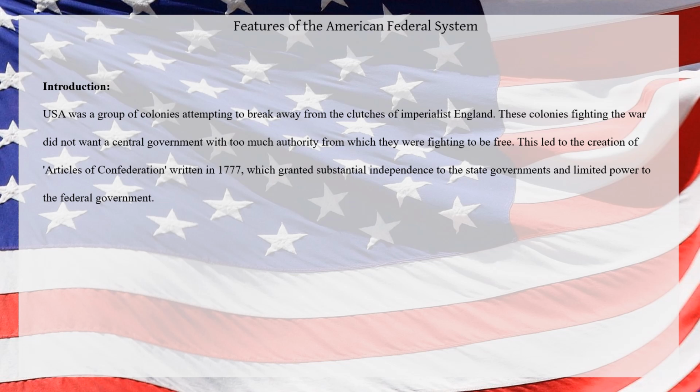This led to the creation of the Articles of Confederation, written in 1777, which granted substantial independence to the state governments and limited power to the federal government. The Articles of Confederation proved incapable of dealing with threats to the new nation, when an uprising in western Massachusetts, led by Revolutionary War veteran Daniel Shays, challenged the collection of taxes that benefited wealthy merchants.